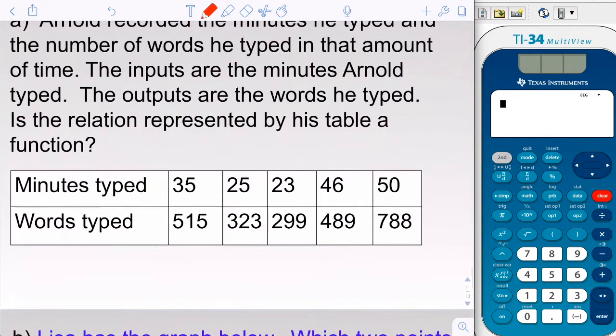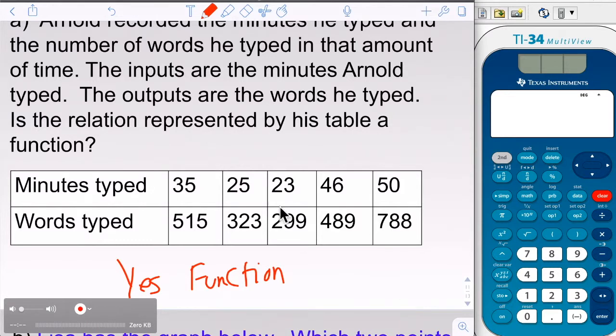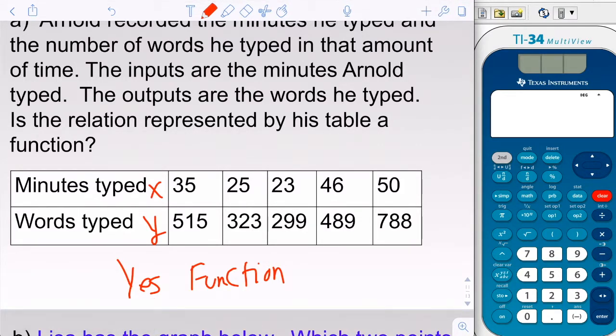And the answer is, well, yeah, it's a function. Because I was looking at my different x values. In a table, the first piece in the table is always the x variable. The second part is always the y variable. X always comes first. So do I have any repeated x values? 35, 25, 23, 46, 50? No. They're all unique, which means there's never going to be a place where there's two values directly over top of each other. This would pass the vertical line test. This is a function.